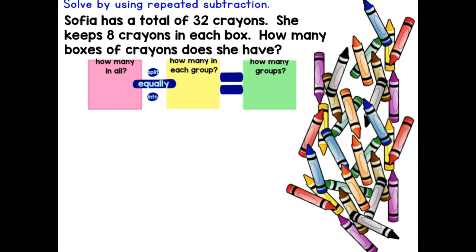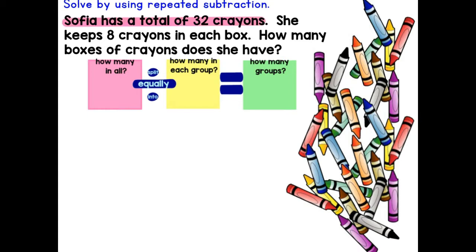All right, here is our problem. Sophia has a total of 32 crayons. See her 32 crayons on the screen? She keeps 8 crayons in each box. How many boxes of crayons does she have?